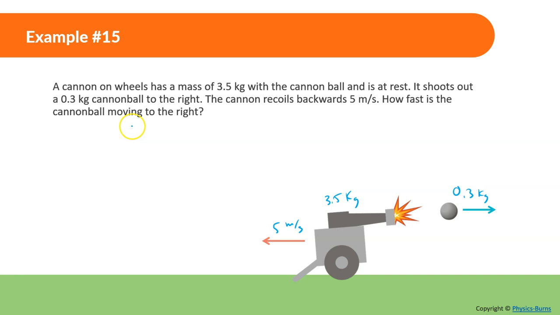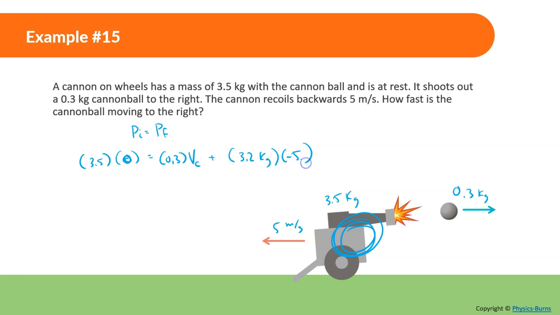We're going to be looking at the momentum at the beginning before the explosion and the momentum after. Before the explosion, we have this cannon on wheels, 3.5 kilograms, that's not moving before the explosion happens, so it's just 0. Afterwards, we have this cannonball going to the right with a speed we don't know, I'm going to call it velocity of cannonball. But then the cannon, remember, is now 3.2 kilograms because it no longer has the ball inside of it. And it goes to the left 5 meters per second, so that's negative.